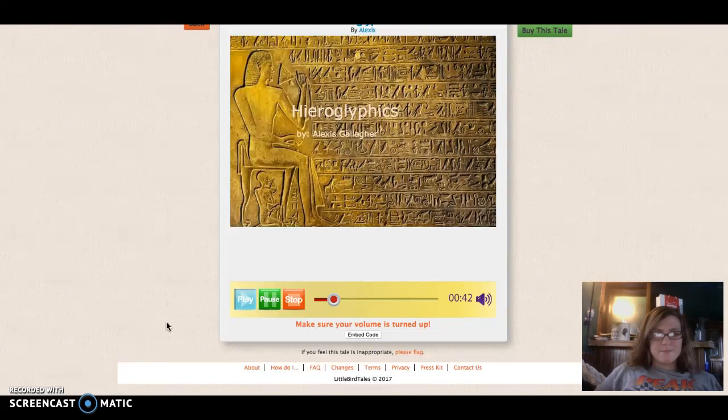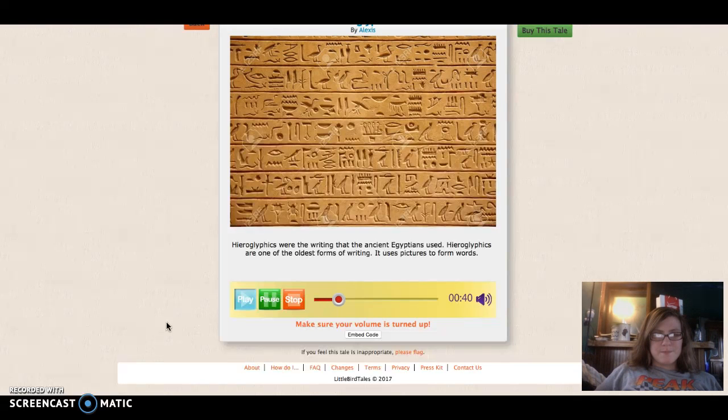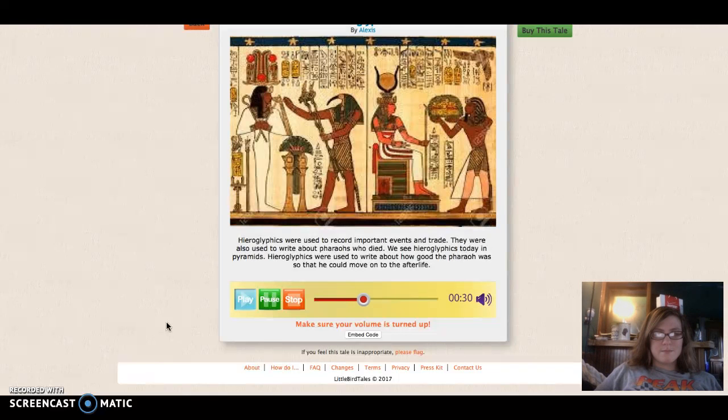Hieroglyphics by Alexis Gallagher. Hieroglyphics were the writing that the ancient Egyptians used. Hieroglyphics are one of the oldest forms of writing. It uses pictures to form words, as seen here. Hieroglyphics were used to record important events and trade. They were also used to write about pharaohs who died. We see hieroglyphics today in pyramids. Hieroglyphics were used to write about how good the pharaoh was so that he could move on to the afterlife.